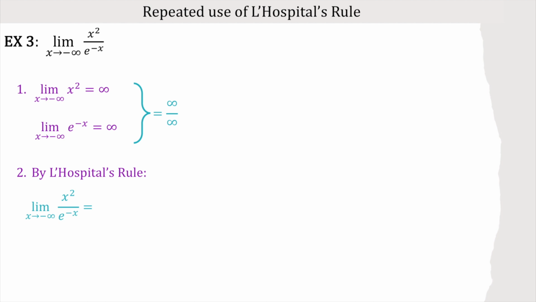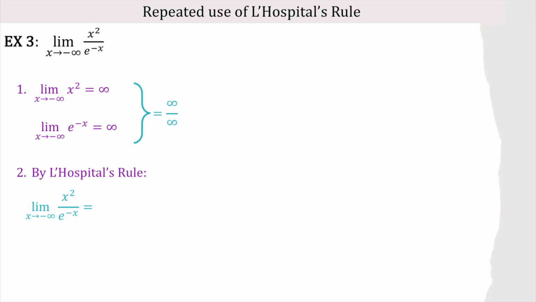The limit as x approaches -infinity of x squared is infinity. The limit as x approaches -infinity of e to the -x is also infinity. So we do have an indeterminate form, this time of infinity over infinity. Well, that's okay. We can use L'Hopital's rule, and we will rewrite the original function.